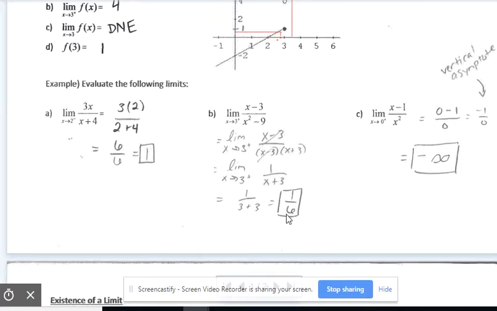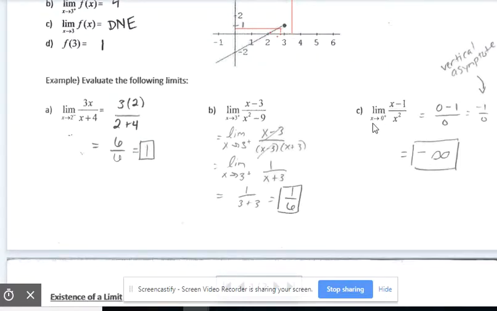So that only works if, when you do your direct substitution, you get a real number, like we got 1 over here, we got 1 over 6 over here. That's just your limit, whether it's left or right, or just a regular limit.